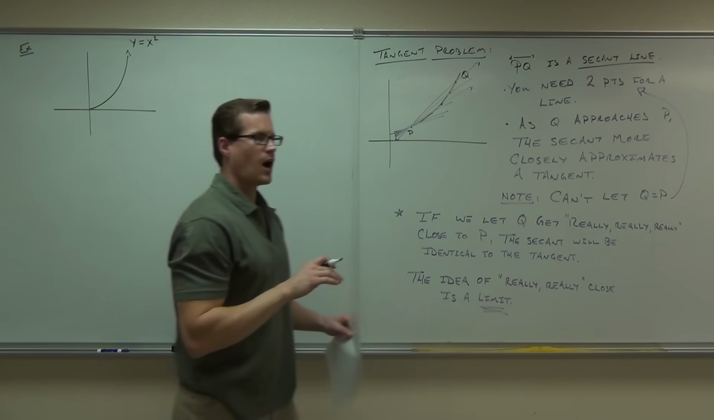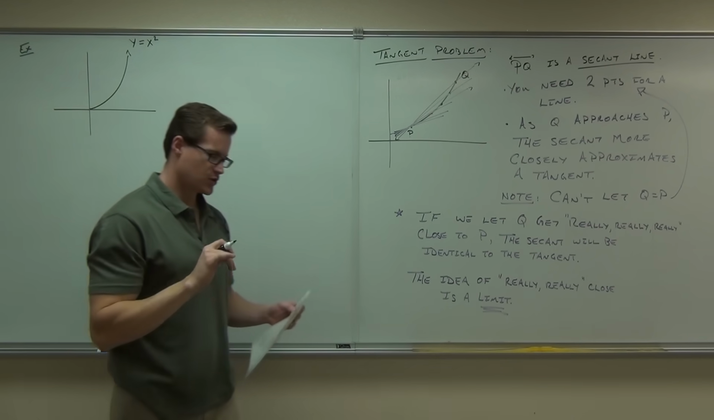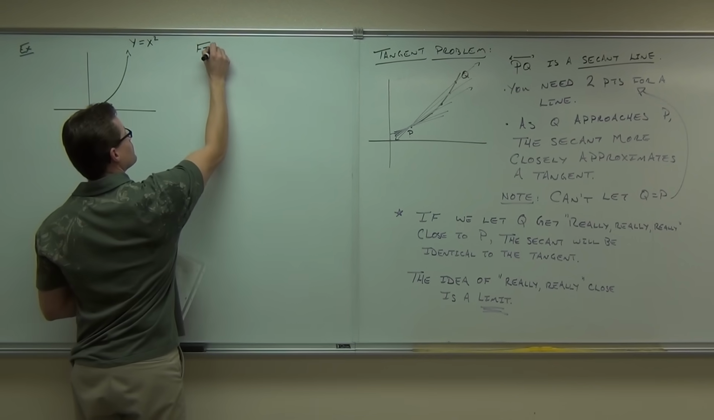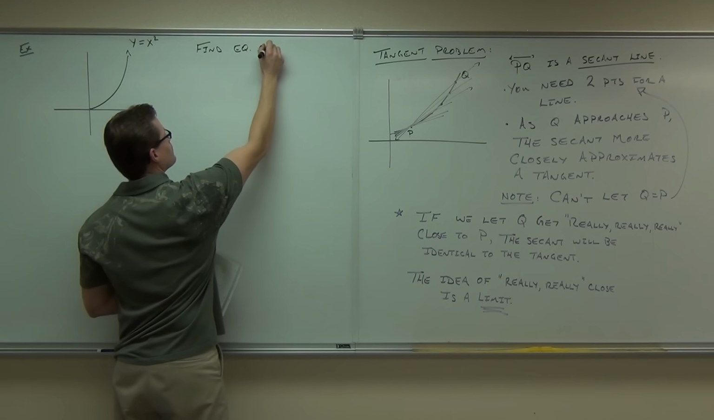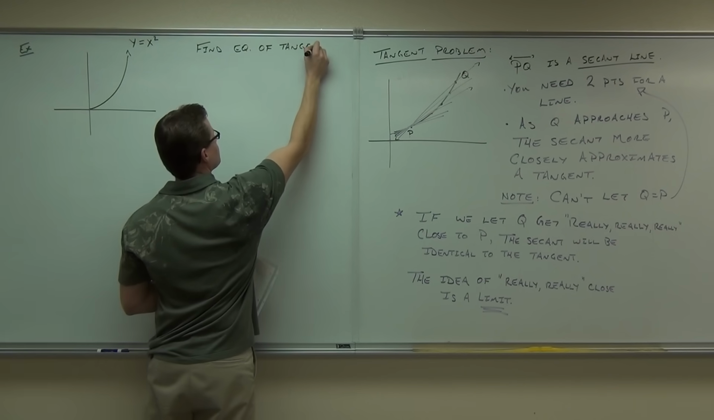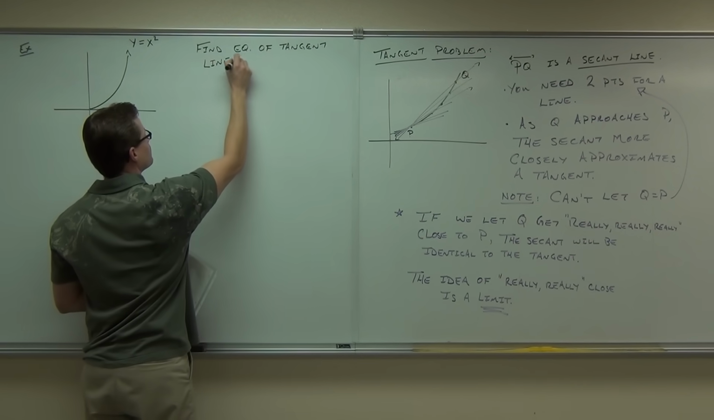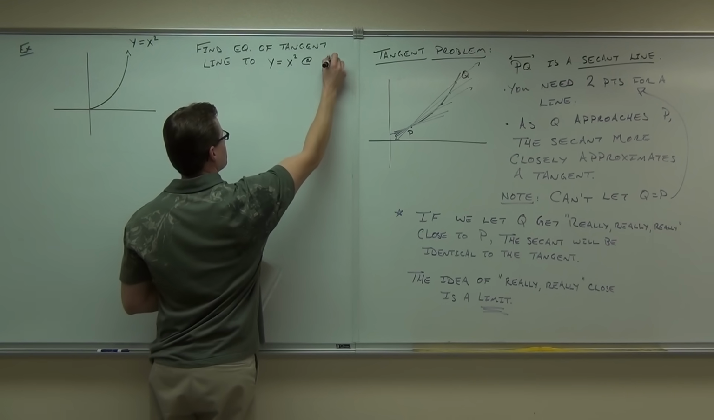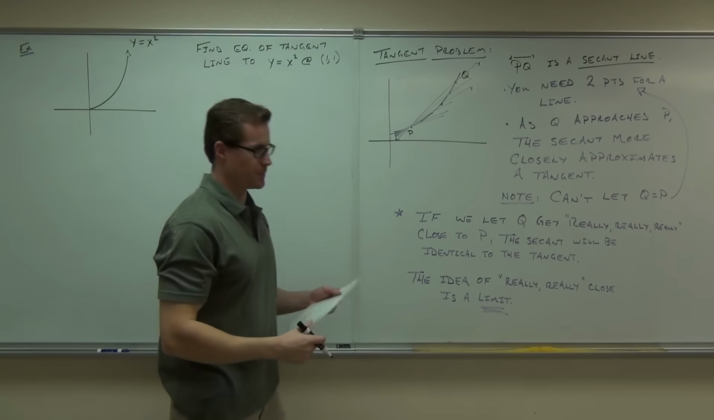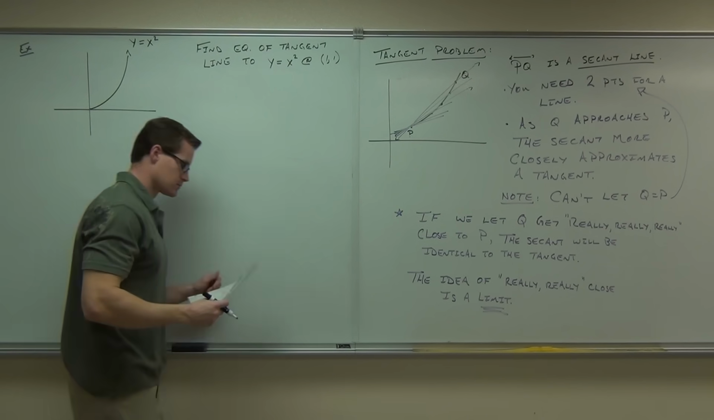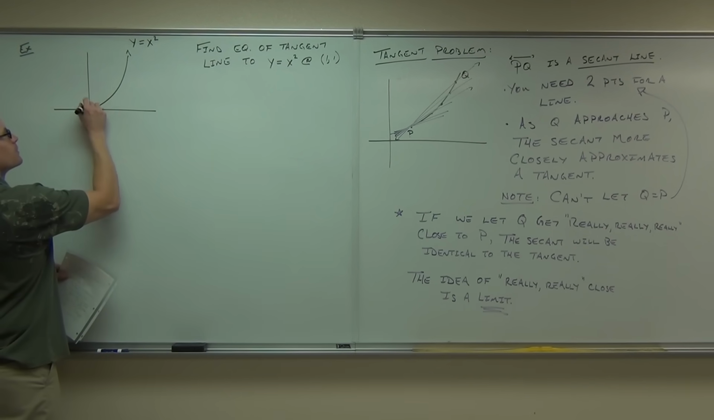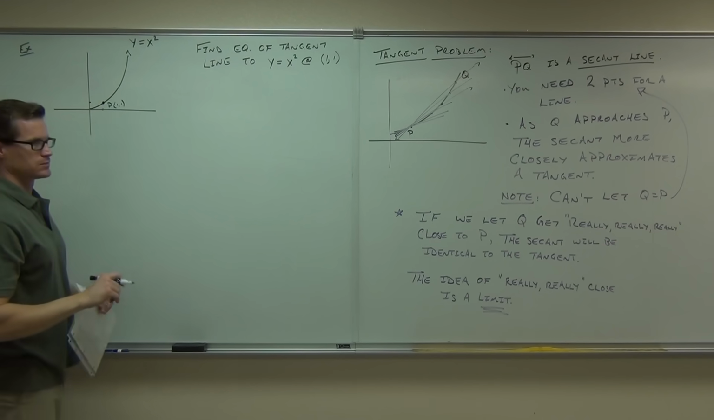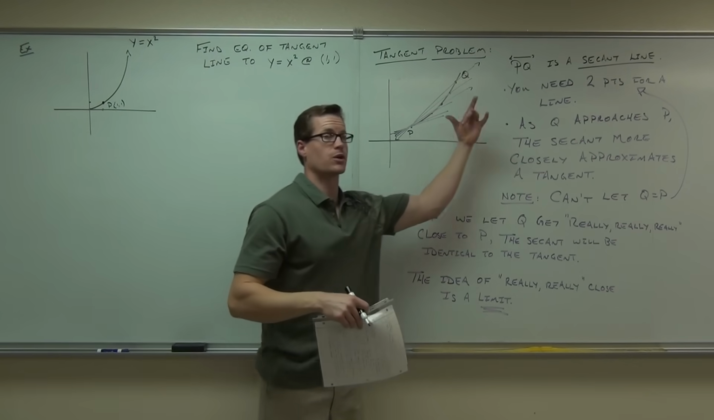Here's the goal to this problem. I want us to find the equation of the tangent line to this curve at a certain point. Specifically that one, 1, 1. Well, let's go over to 1, 1, and let's put a point there. So P is the point 1, 1.